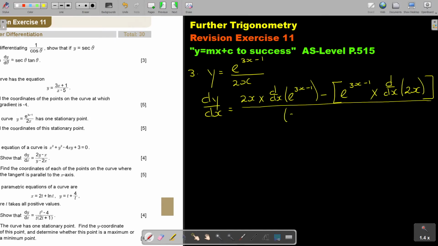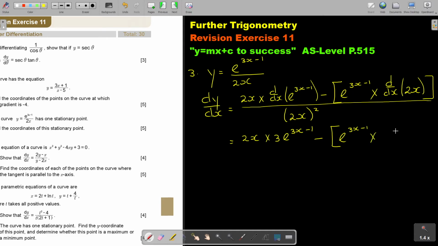And then I square the denominator. Okay. So in this case, I'm going to get 2x, and if I multiply, it's going to be e^(3x minus 1) times 3. Minus... just get it correct. 3x minus 1. Okay. Then I rewrite this one.